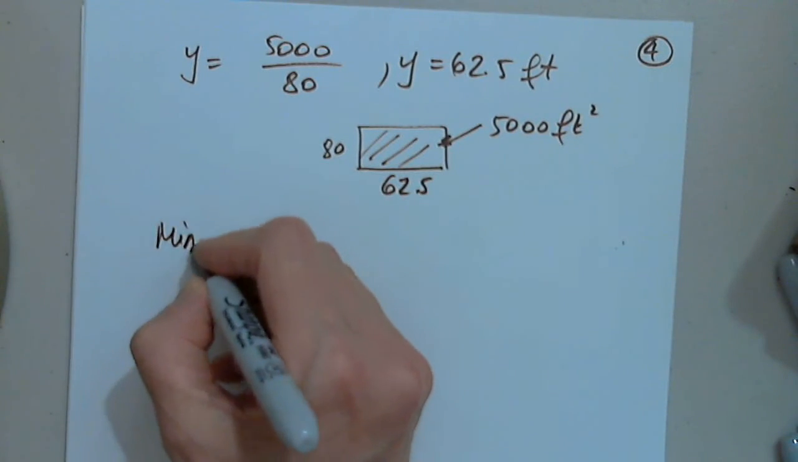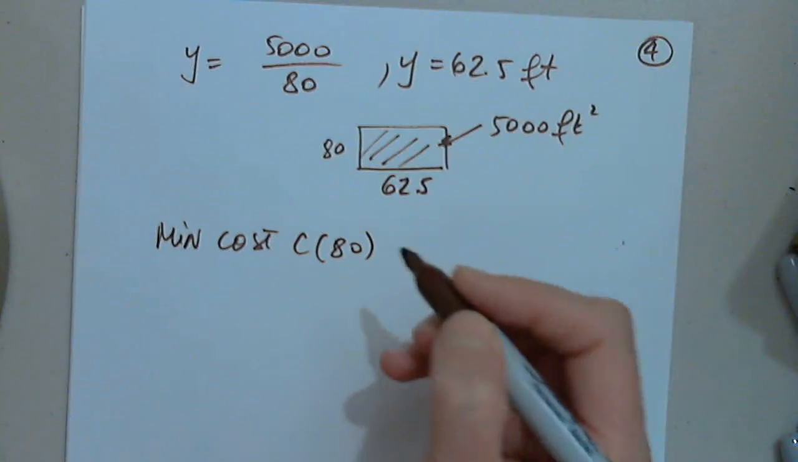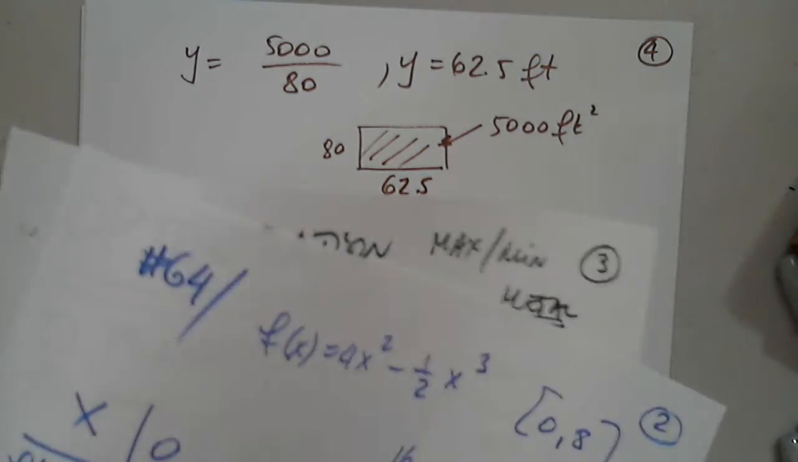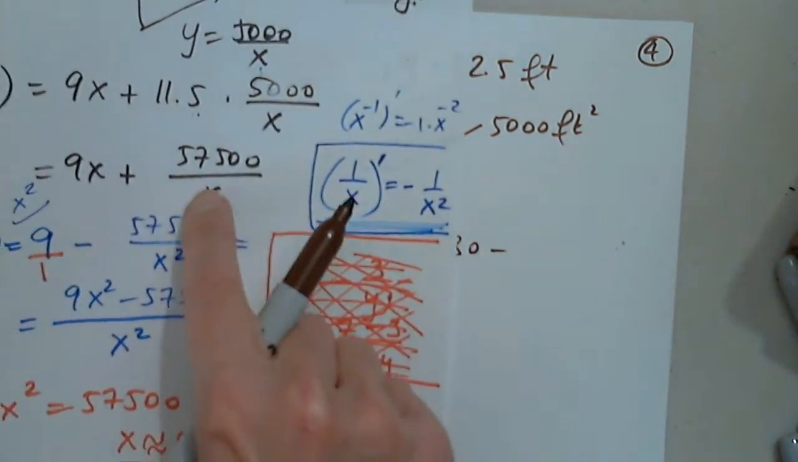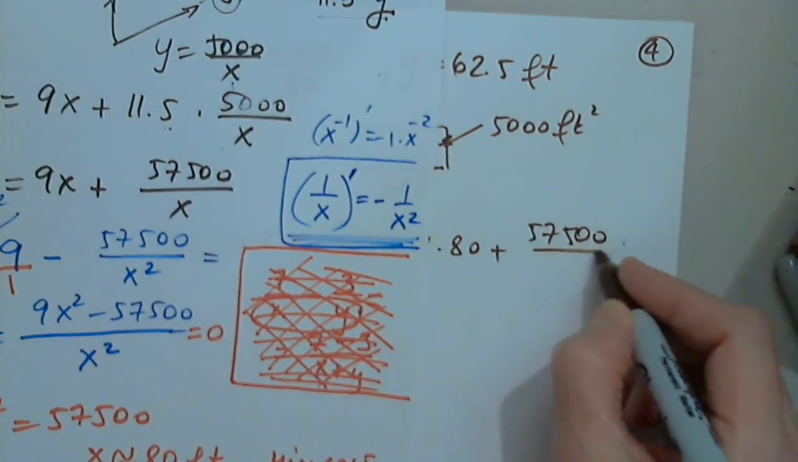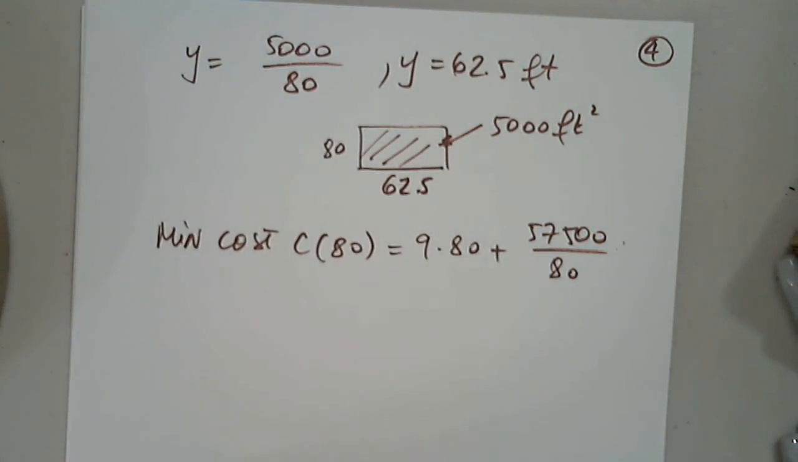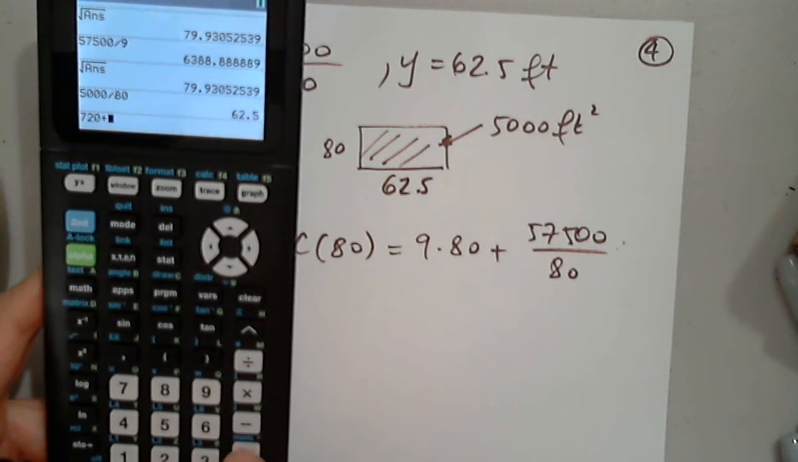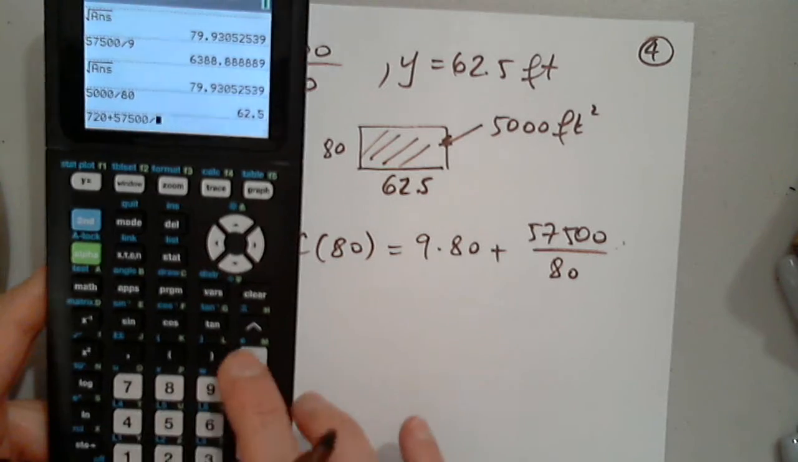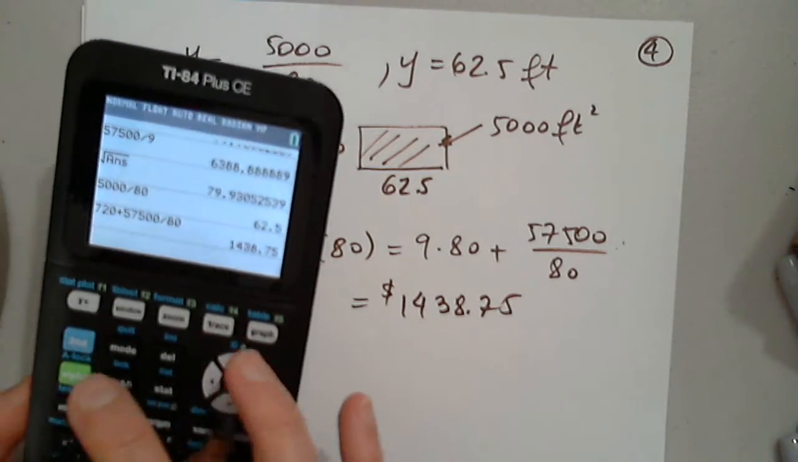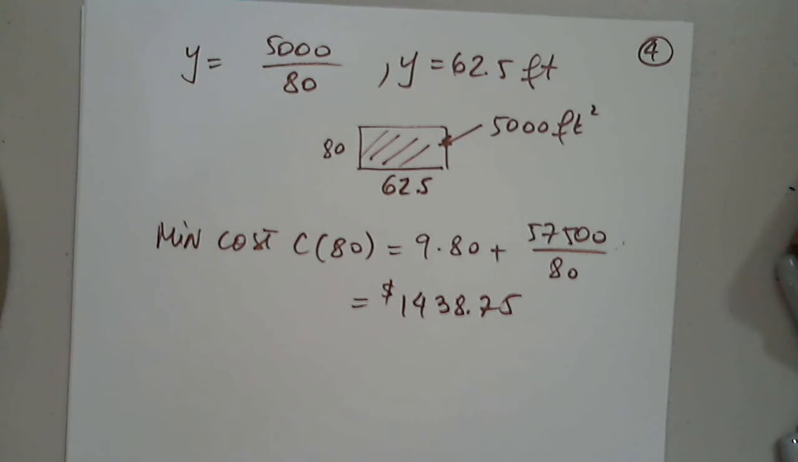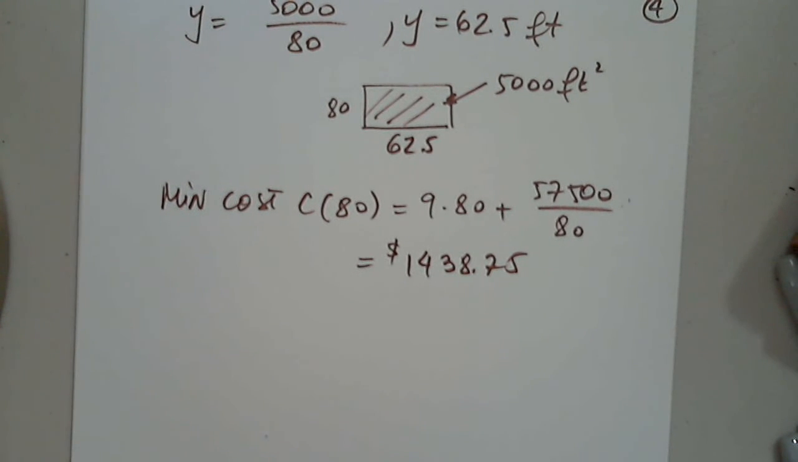And now the minimum cost, C of 80. Let me go back to the cost function right here. So 9 times 80, plus 57500 divided by 80. So 720 plus 57500 divided by 80, which we had before. I didn't have to do that, but anyway, the cost is 1438.75 for the fence. You can round it up to 1,439. Is this okay?